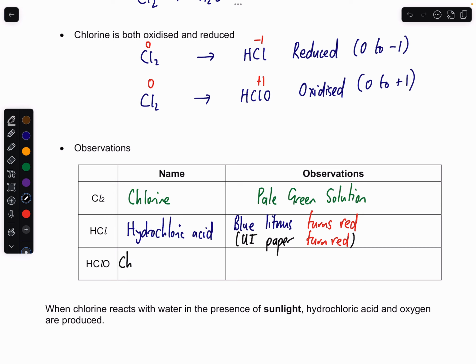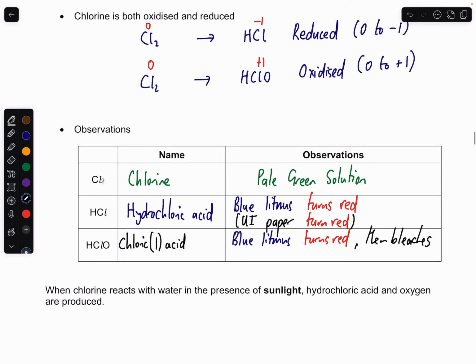And then the chloric 1 acid would turn blue litmus red, and then bleaches, because the chlorate ion in the chloric 1 acid bleaches the litmus paper.